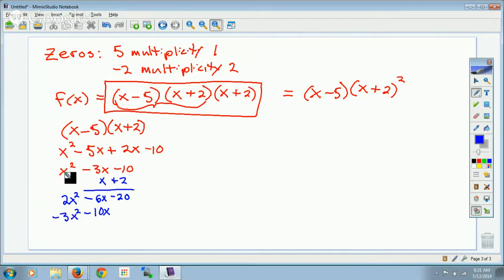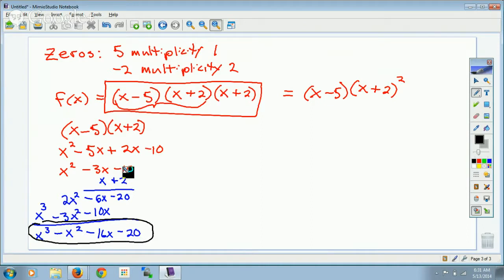And x times x squared is positive x cubed. And then I add coming down. That's going to give me x cubed. -3 plus 2 is -1x squared. -10 plus -6 is -16x. And then -20. I believe that this is the polynomial that I want, and that it has the zeros 5 and -2.